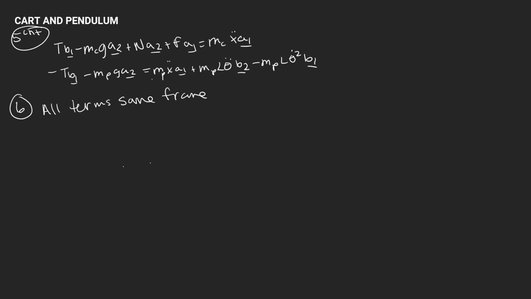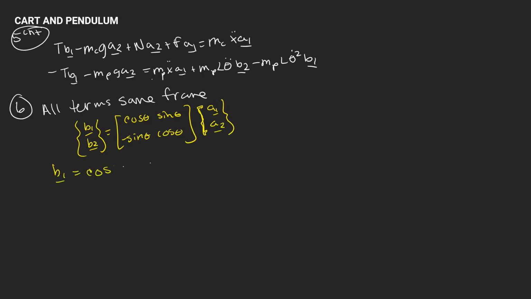To do that, we use the following relations. B1 and B2 are equal to the matrix cosine theta, sine theta; minus sine theta, cosine theta, times A1 and A2. So again, we can write this out as B1 is equal to cosine theta A1 plus sine theta A2, and B2 is equal to negative sine theta A1 plus cosine theta A2.